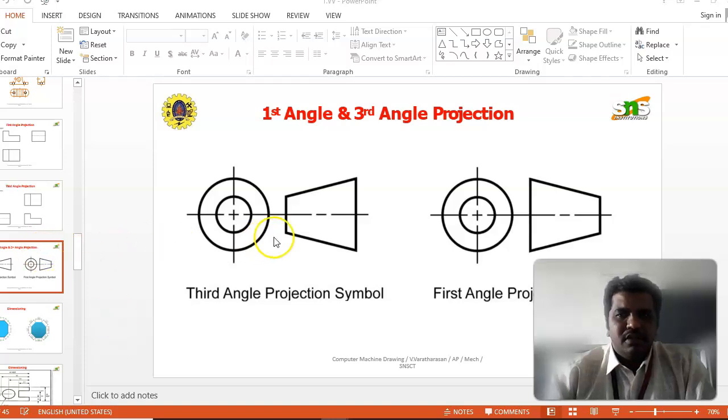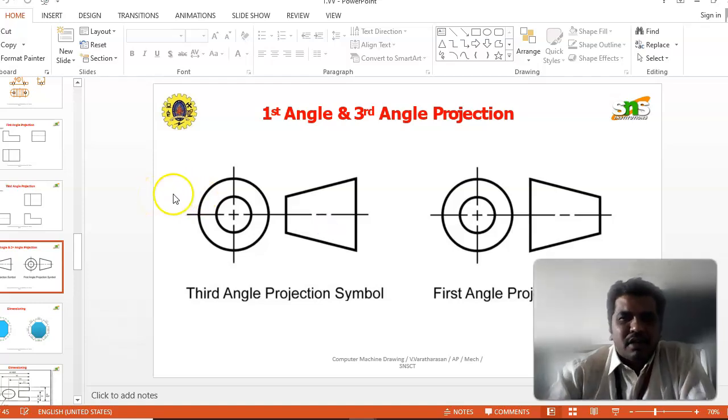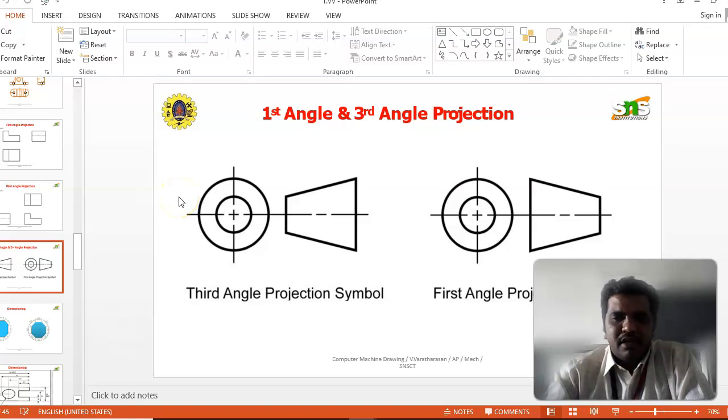So in the last lecture series, we have seen the different types of angle of projections and different methodologies to find out the correct diagram of the computer-aided machine drawing. So today also we are going to see the same thing. In the few slides left over, the first angle and third angle of projection. We already saw in our previous lecture series the difference between the first angle and third angle of projection.